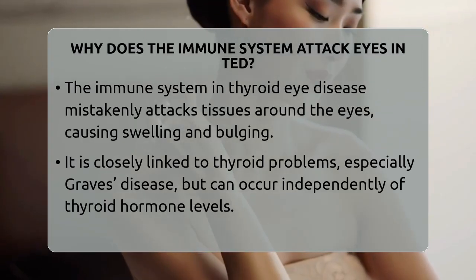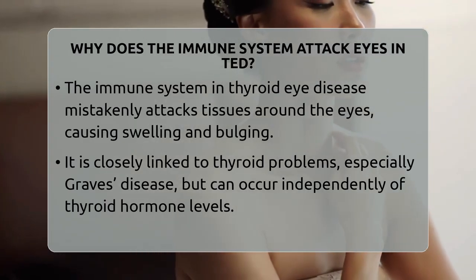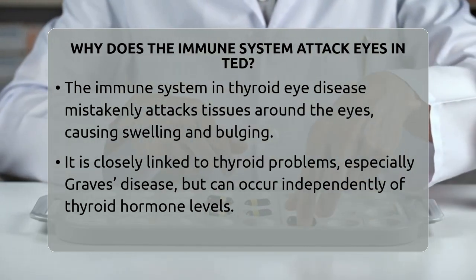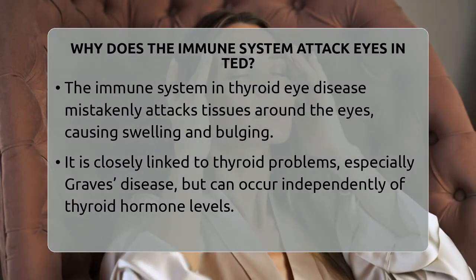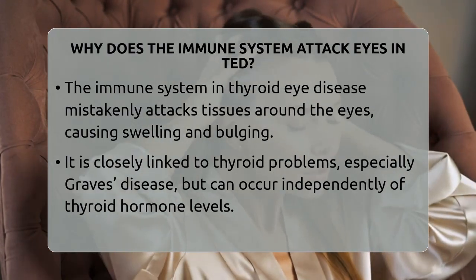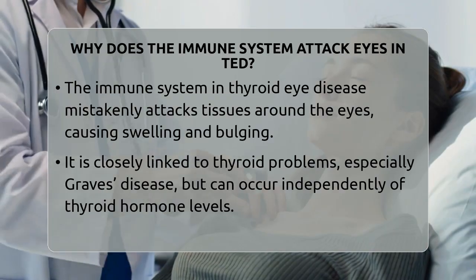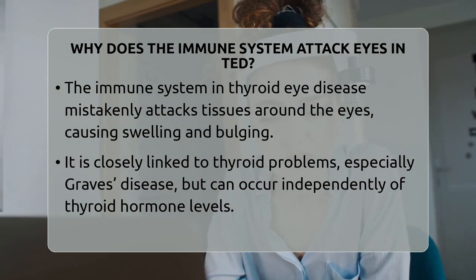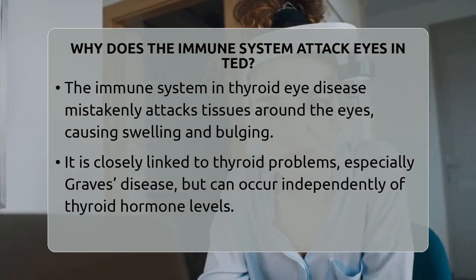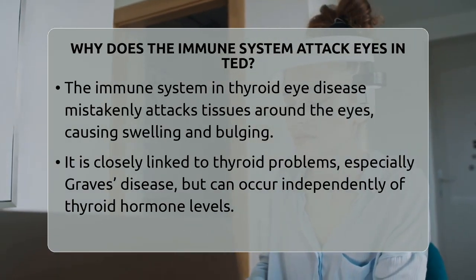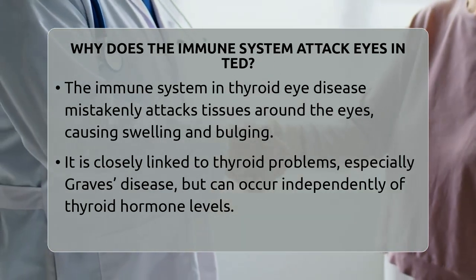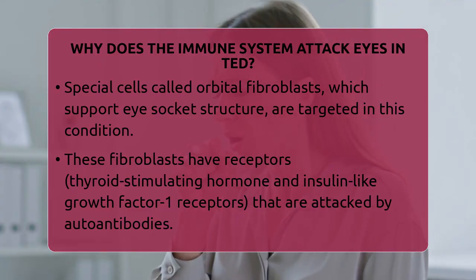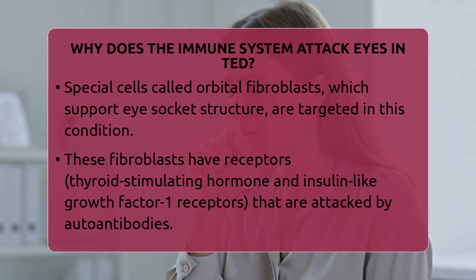But in thyroid eye disease, the immune attack extends beyond the thyroid to the tissues behind the eyes, causing swelling, bulging, and redness. The reason this happens involves special cells called orbital fibroblasts, which are found in the tissues around the eyes. These fibroblasts normally help maintain the structure of the eye socket, but in thyroid eye disease, they start to act differently. They have receptors on their surface known as thyroid-stimulating hormone receptors and insulin-like growth factor 1 receptors.